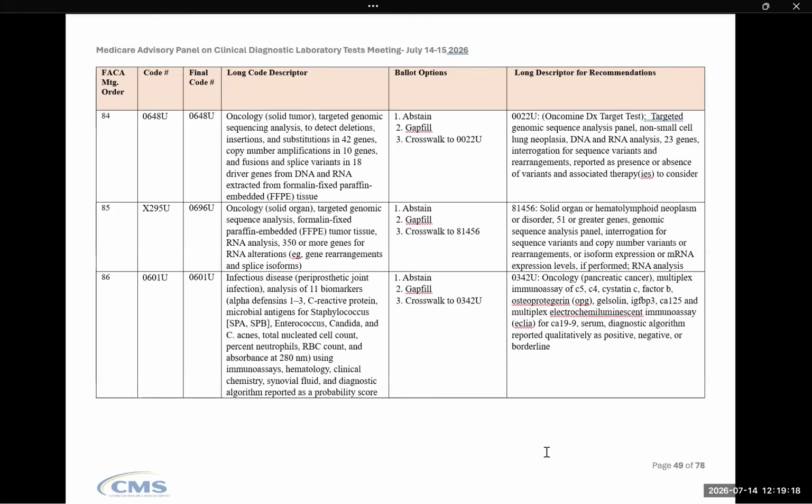Fantastic, thank you. Do we have any questions or comments from panel members or from CMS on this code? All right, if not, panel members, please cast your votes. Okay, thank you. All right, thank you, everyone.